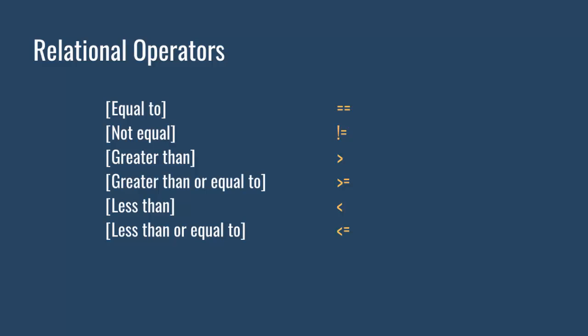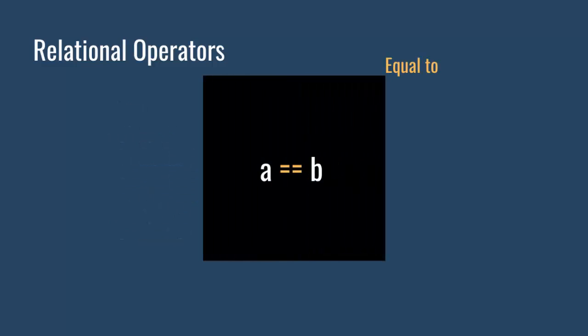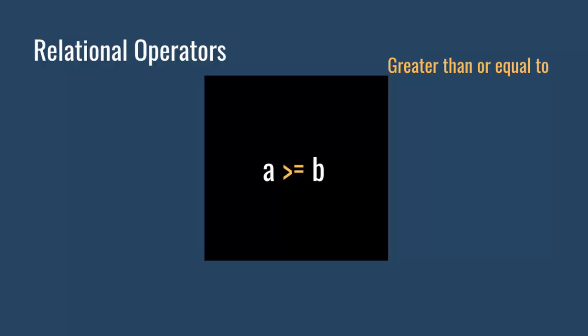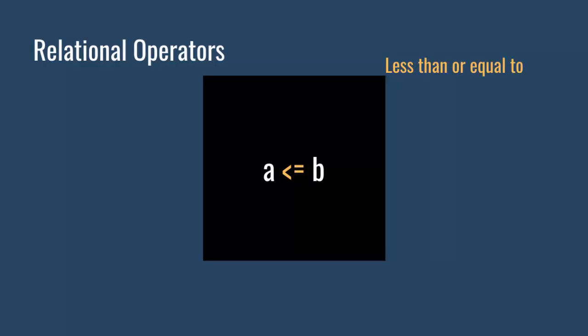These are relational operators. We use them to compare two variables inside a conditional expression. I will explain how to use conditional expressions in other videos. That means the variable a equals the variable b. That means the variable a does not equal the variable b. That means the variable a is greater than the variable b. That means the variable a is greater than or equal to the variable b. That means the variable a is less than the variable b. That means the variable a is less than or equal to the variable b.